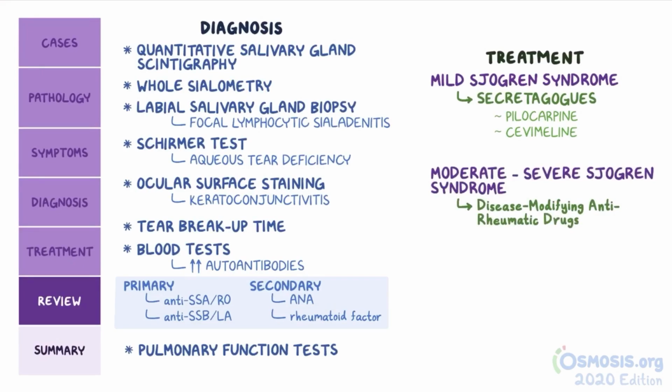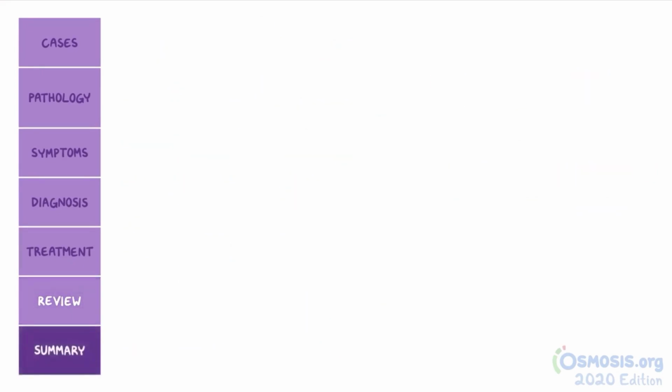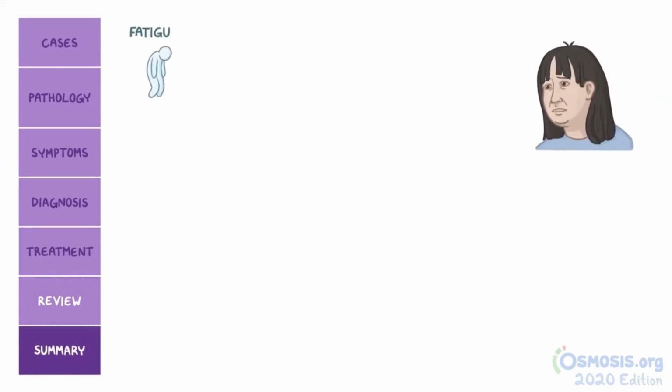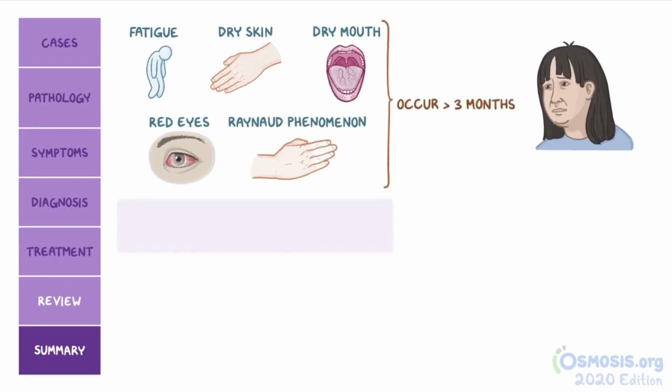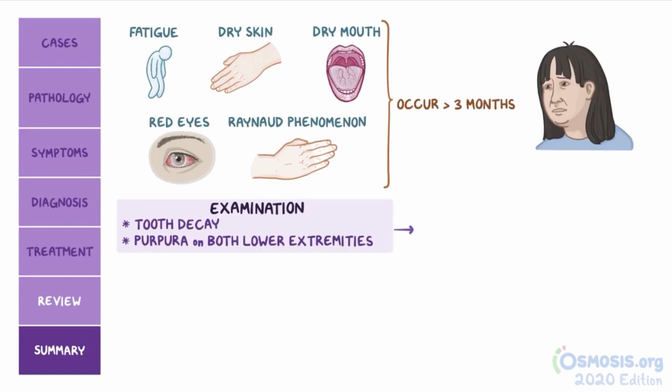Now back to our case. Patricia came in with symptoms of fatigue, dry skin, dry mouth, red eyes, and Raynaud's phenomenon. These symptoms are highly suggestive of Sjogren's syndrome, especially since they occurred for more than 3 months. Examination revealed signs of tooth decay and purpura on both lower extremities, which also fits the diagnosis.